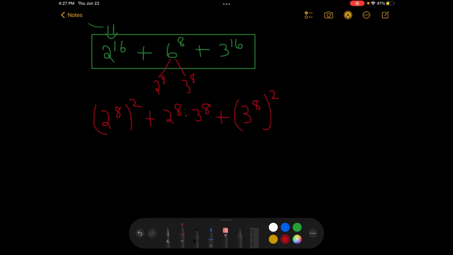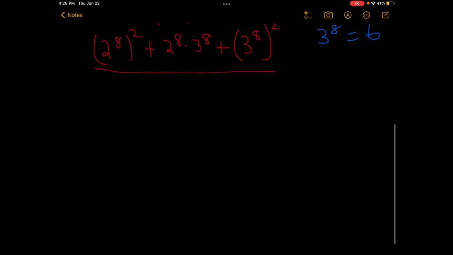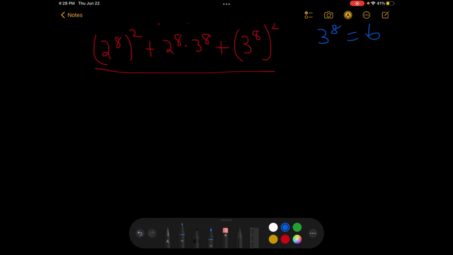Now, this here in red seems a bit cluttered. So let's replace 2 to the 8th and 3 to the 8th with variables. We can say 2 to the 8th will be A and 3 to the 8th will be B. So let's rewrite our expression that's in red right now. The expression in red then becomes A squared plus AB plus B squared.